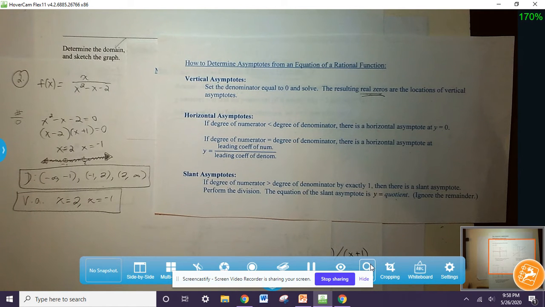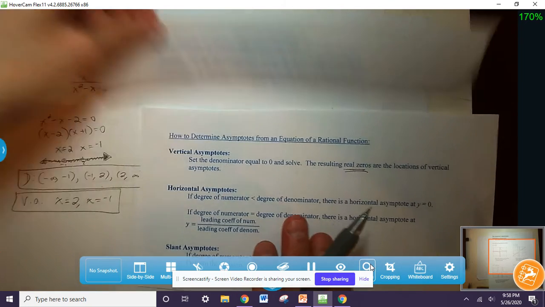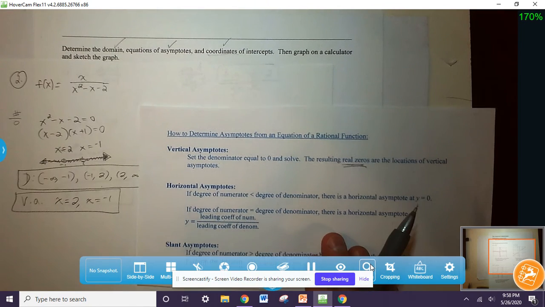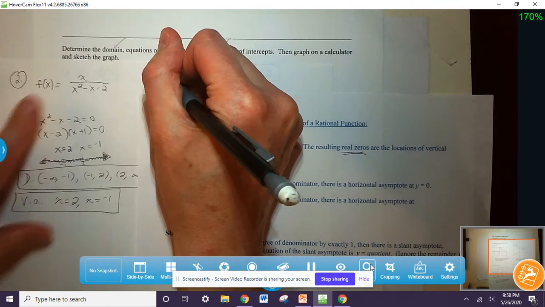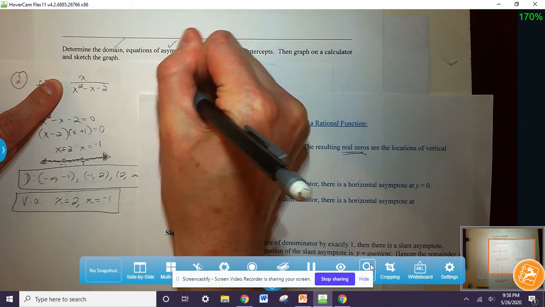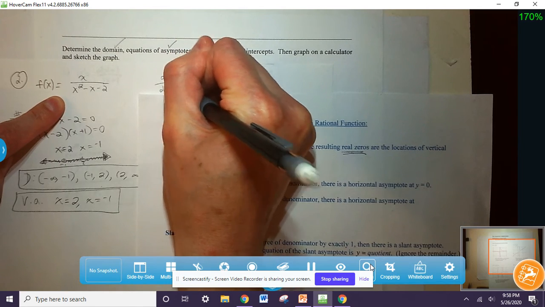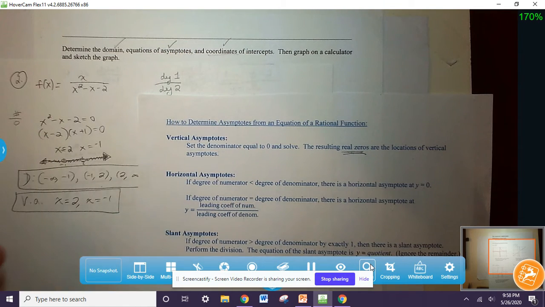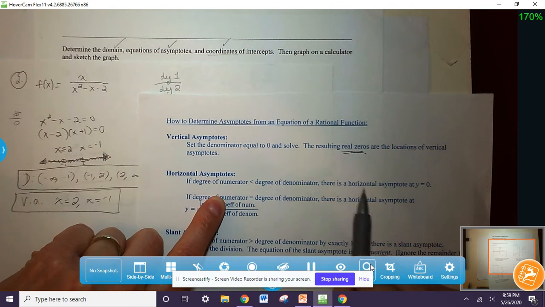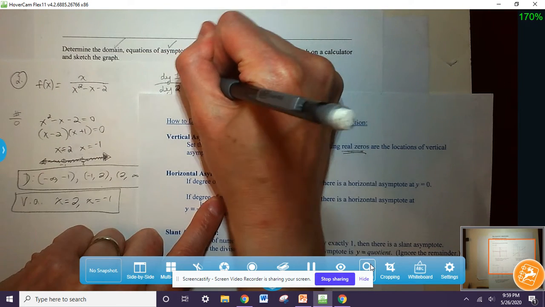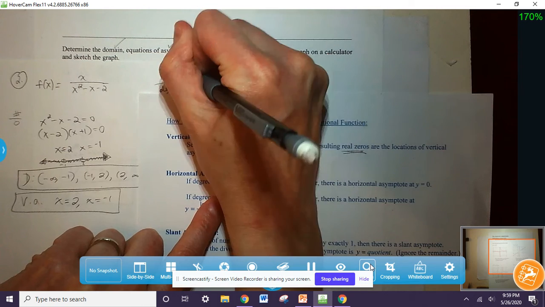Let's go ahead and see if we have a horizontal or a slant asymptote. To determine if there's a horizontal or a slant asymptote, we need to compare the degree of the top to the degree of the bottom. So the degree of the numerator is 1. The degree of the denominator is 2. So this scenario is the degree of the top is smaller than the degree of the bottom. So that means there's automatically a horizontal asymptote at y equals 0, and there's no work to do for that one.